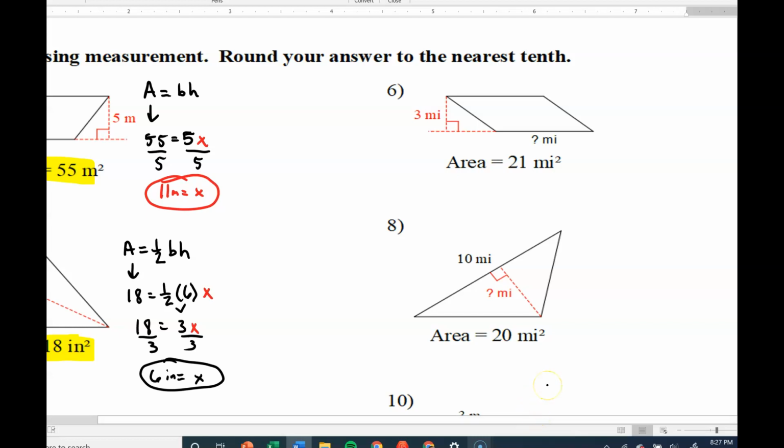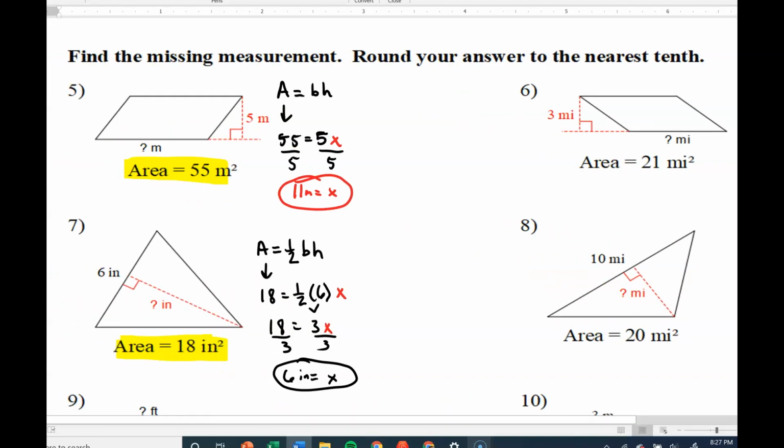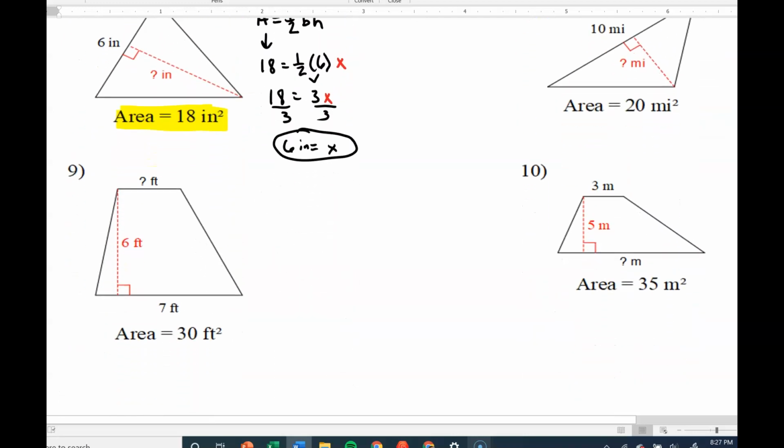Again, use the correct formula. Area equals 1/2 base times height. You are given the area, so plug it in. You're given the base, so plug it in. All right. And finally, number 9, working backwards with trapezoids.